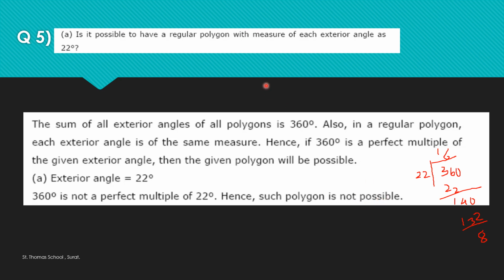It's clear? So, each exterior angle is given as 22 and the total measure is 360. When you divide, if the remainder is 0, we can say that it is possible. If the remainder is not 0, it is not possible. It's clear?